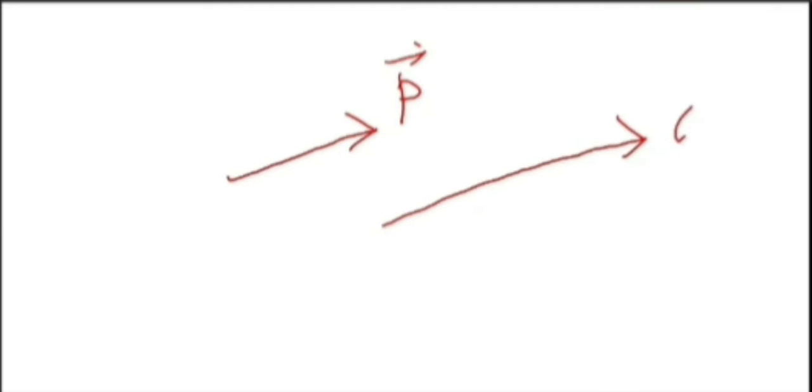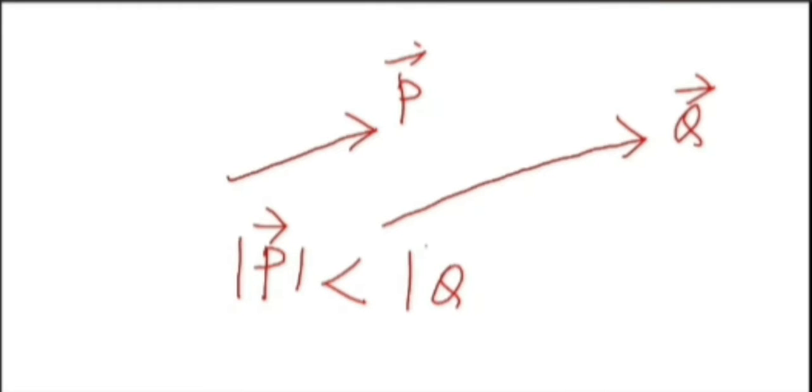Suppose we have a vector P on any plane and another vector Q is in the same plane. Here the magnitude of vector P is less than that of vector Q, because the length of vector P is less than the length of vector Q.